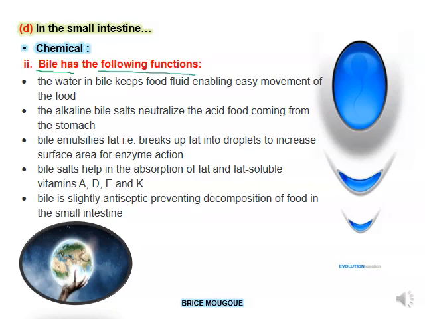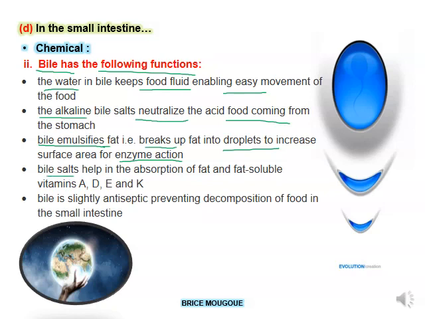So bile has the following functions. It has water, and the water in bile also keeps the food fluid and enables easy movement of the fluid. Bile also has alkaline salts, just like the bicarbonate we had before, that neutralize the acid coming from the stomach. Bile emulsifies fats. Fats are not easy to be broken down unless they are first emulsified or made into droplets. Broken into droplets, then the fat enzymes can act properly and more efficiently to break it down into fatty acids and glycerol.